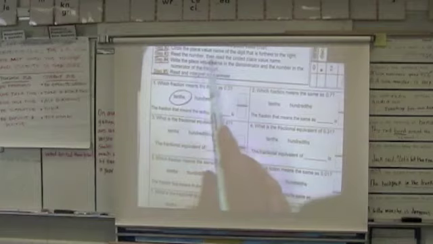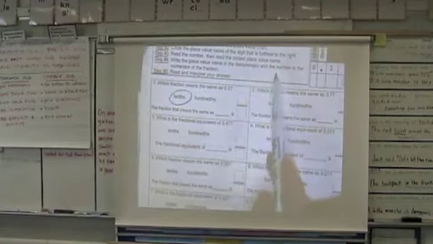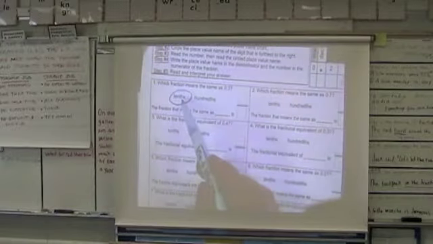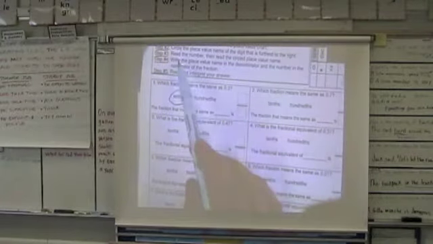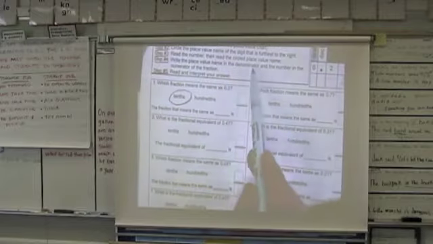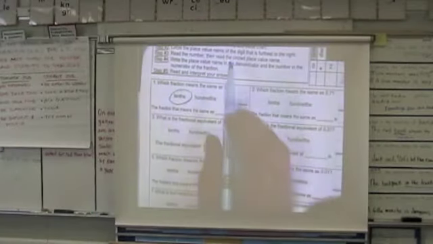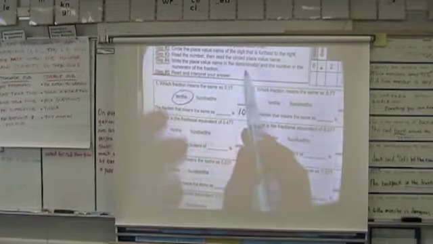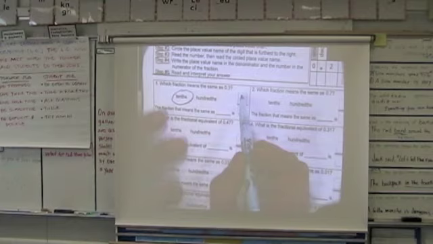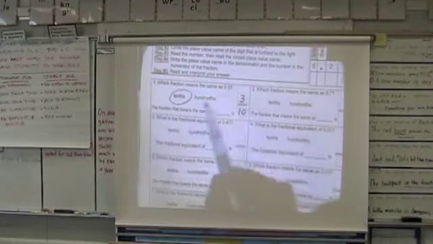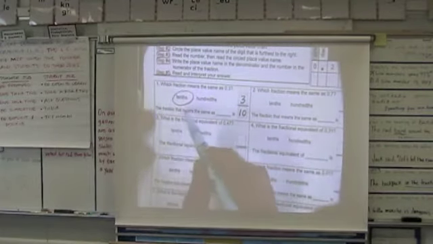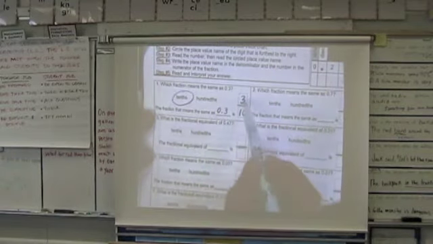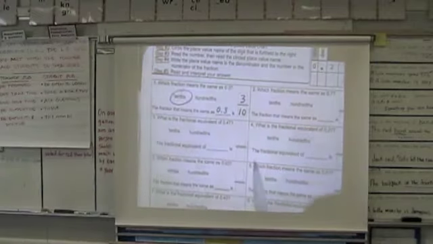Step 3, read the number, then read the circled place value name. The number is 3, then I say tenths. Write the place value name in the denominator. Place value name is tenths. And then the number in the numerator, 3. And then I'm going to fill in the blank. The fraction that means the same as 0.3 is 3 tenths, or 3 over 10.